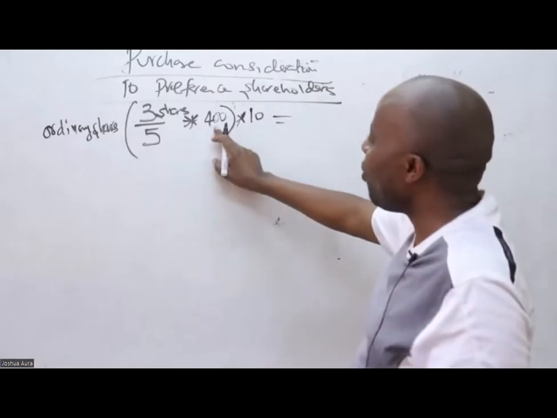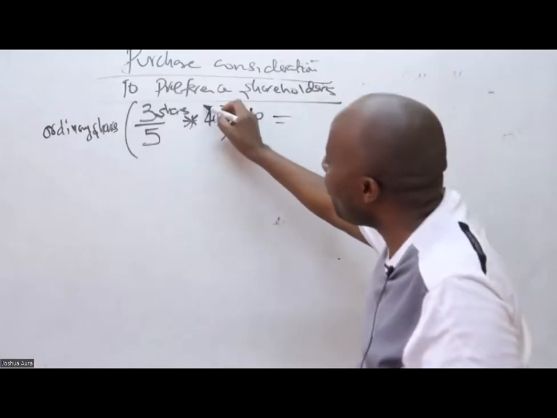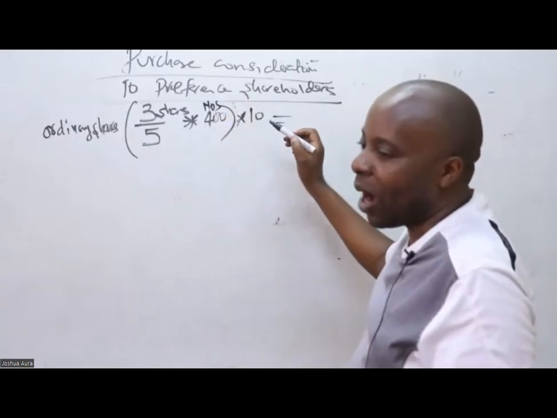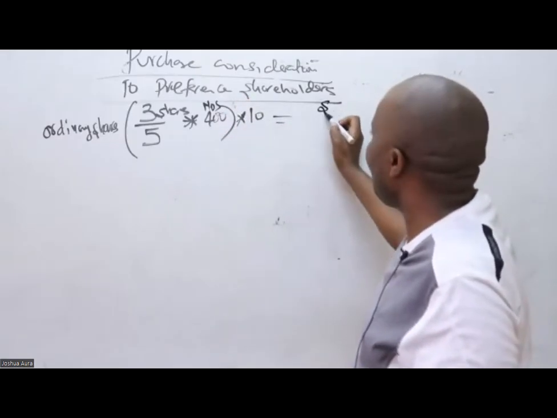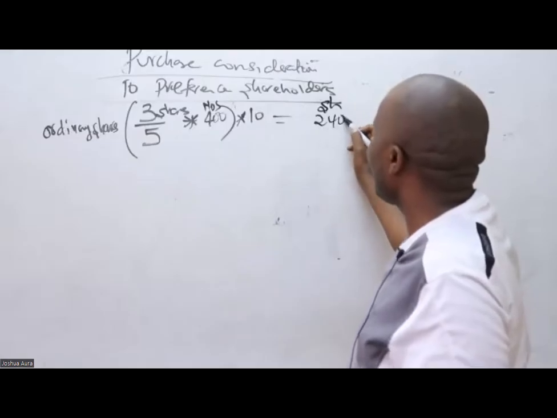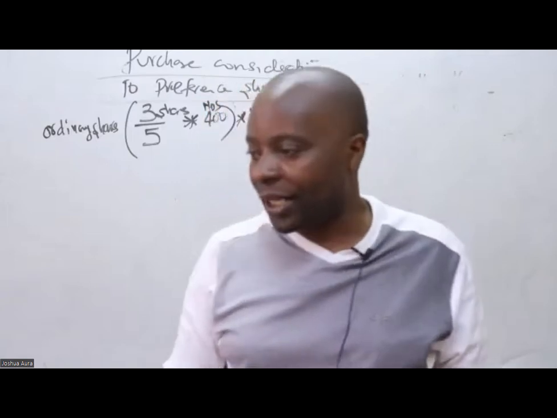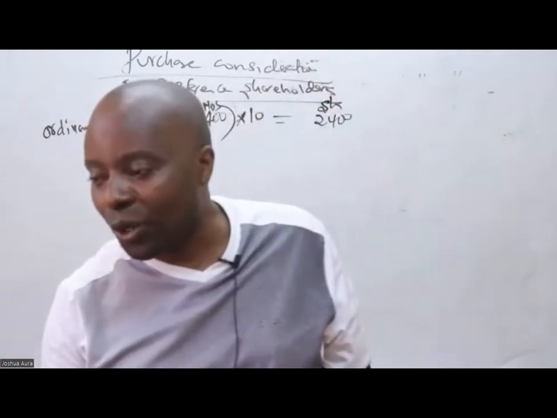3/5 times 400 times 10. If I were you for revision, I would have written "NOSE" here, then I'll be able to follow later. So I'm being given a figure of shillings 2,400. Thank you so much. Now from there, we continue reading.